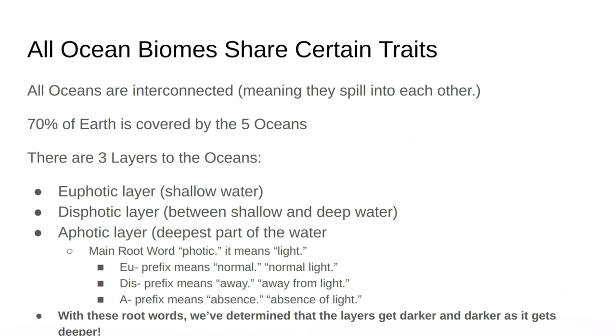And there are 3 layers to each of the oceans. The euphotic layer, which is shallow water. Dysphotic layer between the shallow water and the deep water, so that's like the middle layer. And the aphotic layer, deep part of the water.